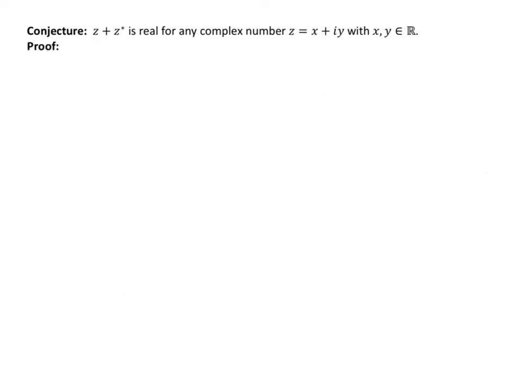Now, I want to give you an opportunity to do one more of these little mini proofs on your own, and this one should be really simple compared to the last one. I'm giving you the conjecture this time: z plus z star, so the sum of a complex conjugate pair, is real for any complex number x plus iy, with x and y being real numbers. So I'd encourage you now to try and write a proof for this, similar to the one that we just did. All right, so just like we did before, I'm going to write down this let statement again. So let z equal x plus iy for x and y being real numbers.